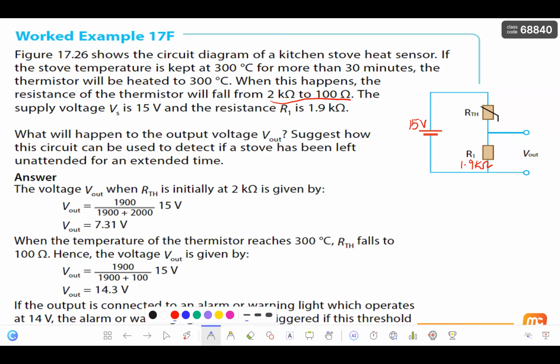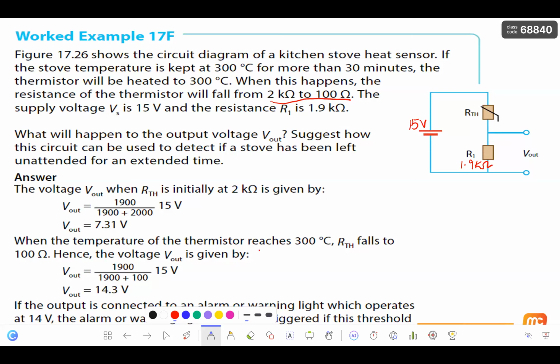You may use some calculations because the question did give you numbers. Initially, when it is not hot, the thermistor is 2000 ohms. So I want to find Vout, which will be 1900 over 2000 plus 1900 times my total voltage of 15 volts. So originally, when it's not hot, Vout will be 7.31.